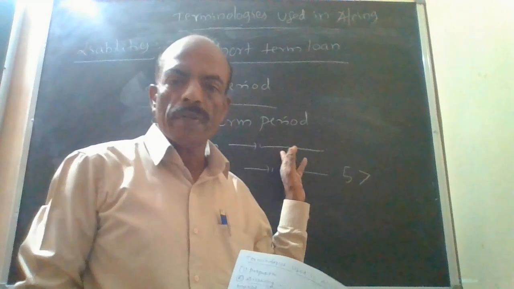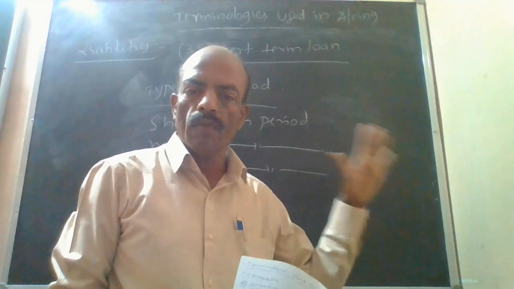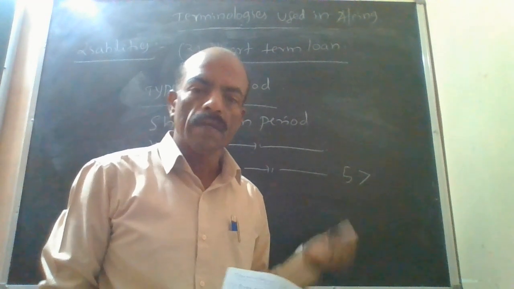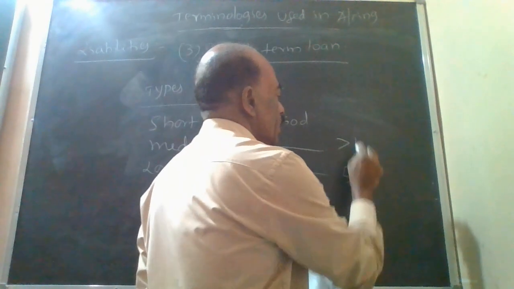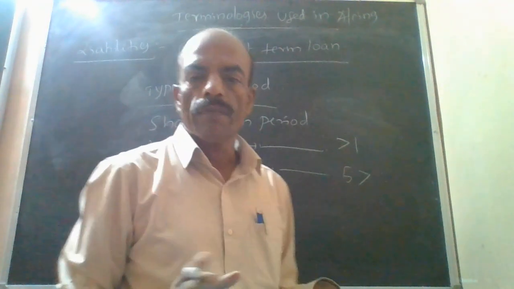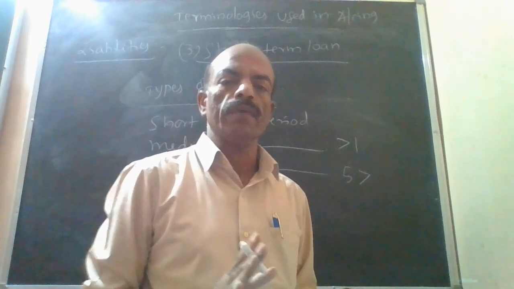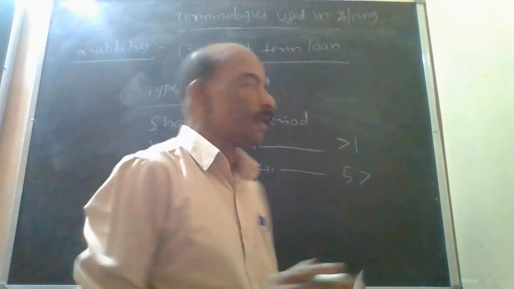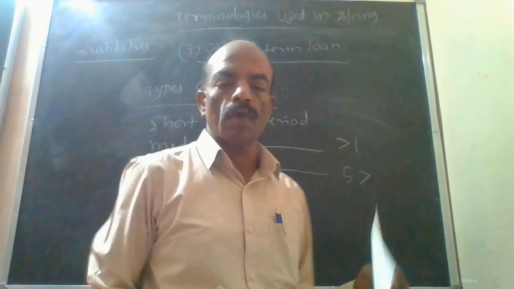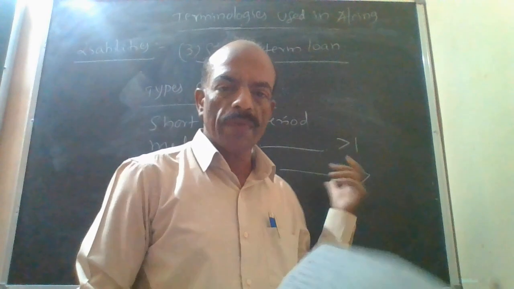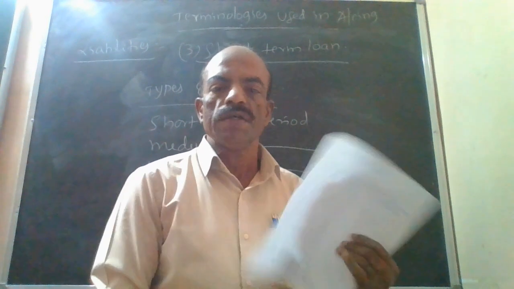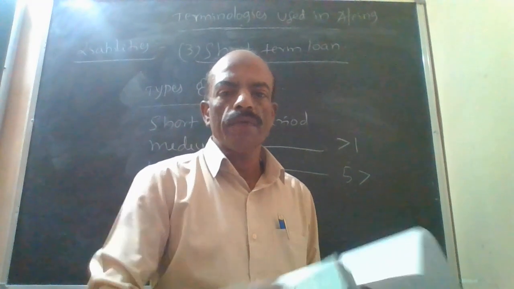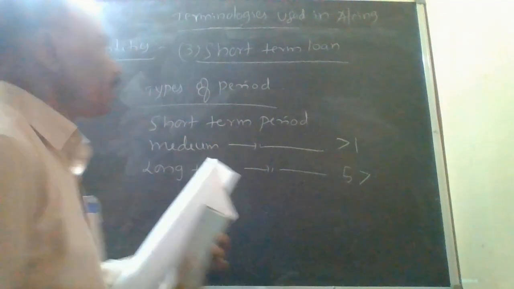Understood? The short term period means what here? It is a period for 1 year or less than 1 year. Medium term means what here? More than 1 year, but not more than what year? 5 years. It should be less than 5 years. So long term means what? More than 5 years. So this is the basic concept you have to understand so that you can understand what a short term loan is. Now we shall understand what a short term loan is.